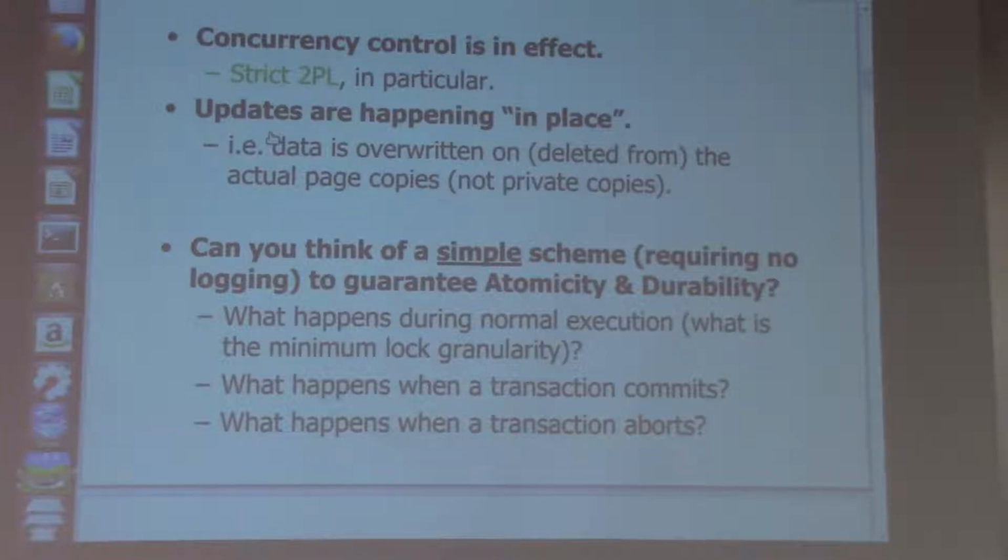Okay? So we'll assume we are using strict 2PL. What does it mean? That means we are only dealing with serializable schedules, and there is no cascading abort. And updates are happening in place, meaning that we're not using a multi-versioned database. Okay? Later, if I get time, I will show you what a multi-versioned database looks like. I have a slide for that.